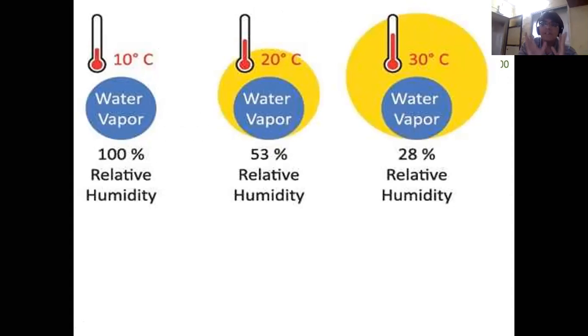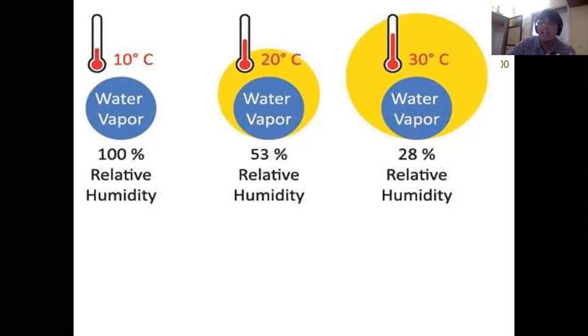Okay, that means suppose my moisture holding capacity for example was 5 gram per meter cube, and already the amount of water vapor present is 5 gram per meter cube, so it is 100%. 5 divided by 5, it is how much? 100%. Suppose the temperature of the same thing increased to 20 degrees Celsius.